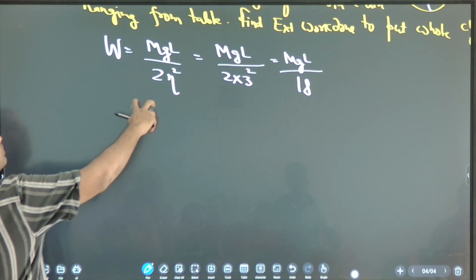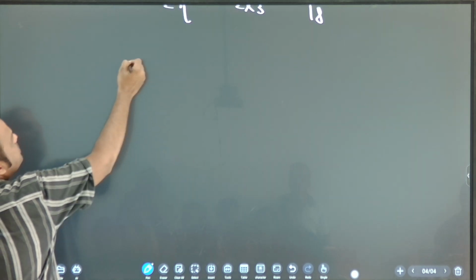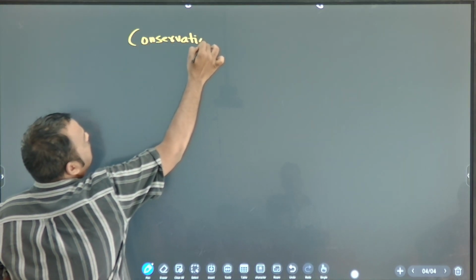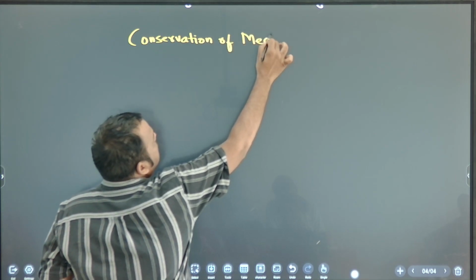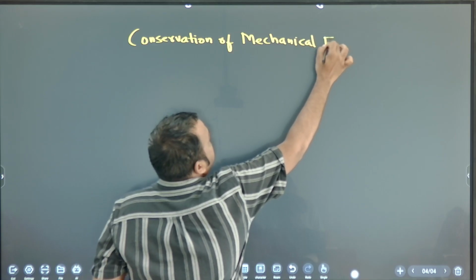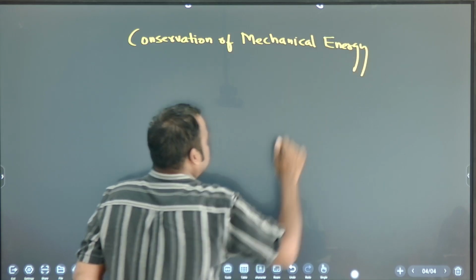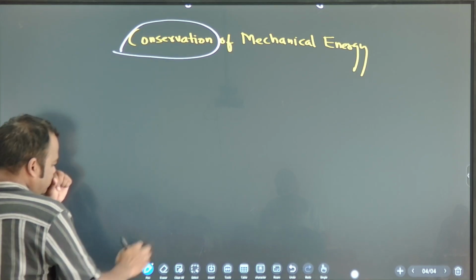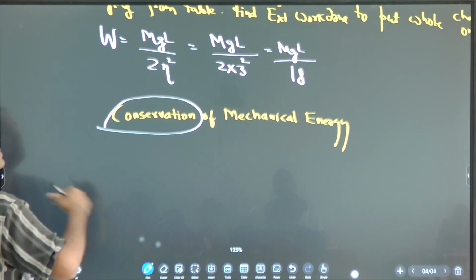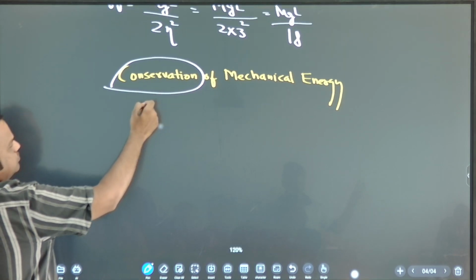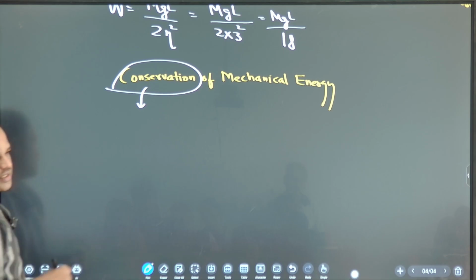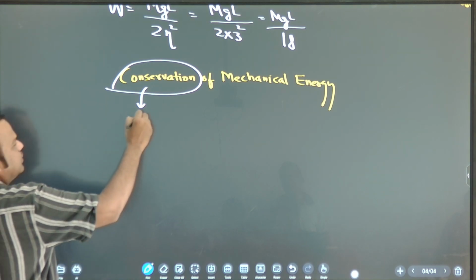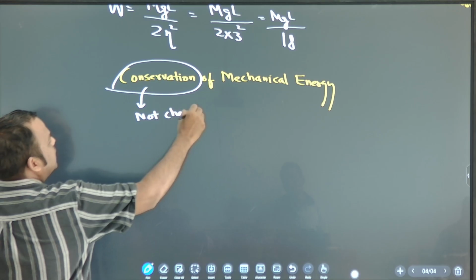Okay, fine. Next topic, you write down: conservation of mechanical energy. Note down. What do you mean by conservation? What is conservation? Tell me. Not change. Correct. Good. Conservation means not change.